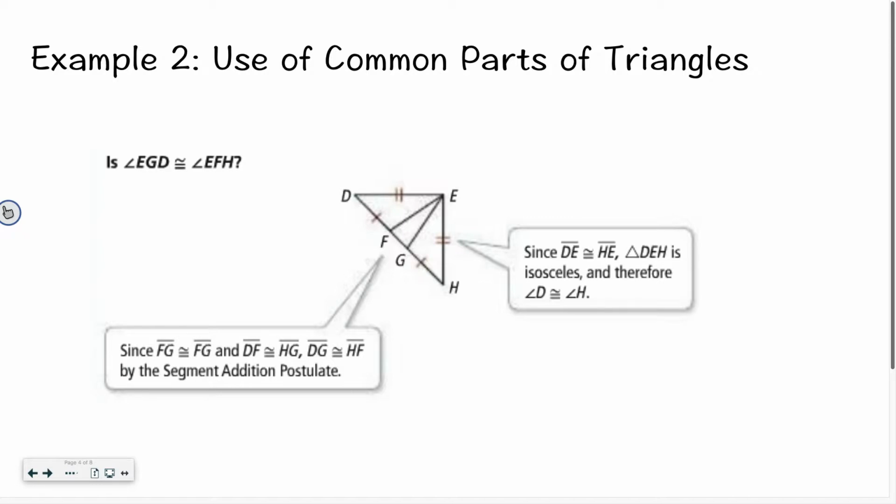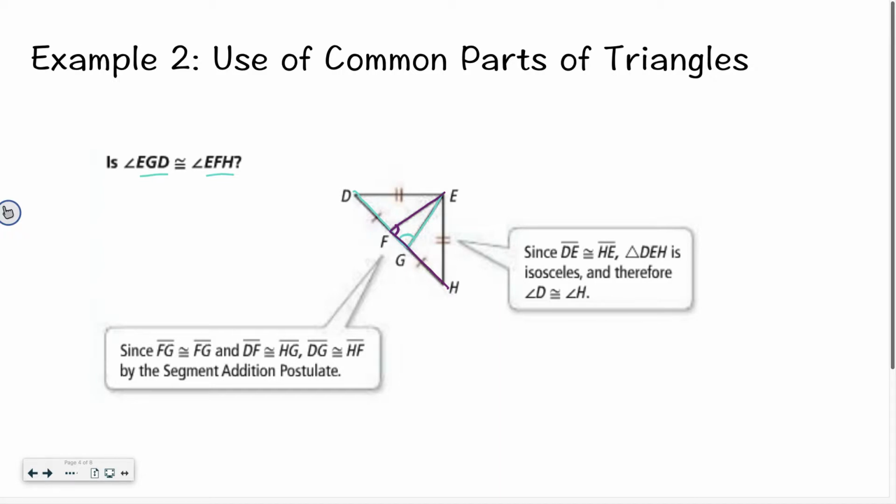Let's look at example 2, using common parts of triangles. I want to know, is angle EGD congruent to angle EFH? First, I think that identifying angles has been a little tricky for you. If you have 3 letters for an angle, start at the first one listed, in this case E, go to the second letter, G, and then D is our last letter. So I'm talking about this angle right here. And I want to know, is that congruent to EFH? Are these two angles congruent?